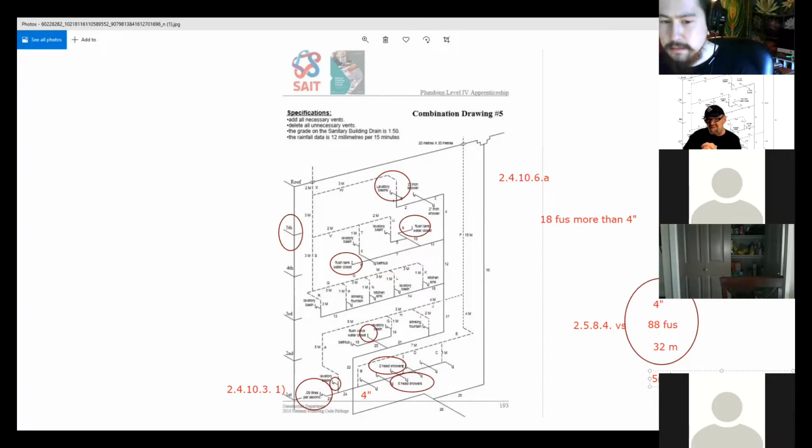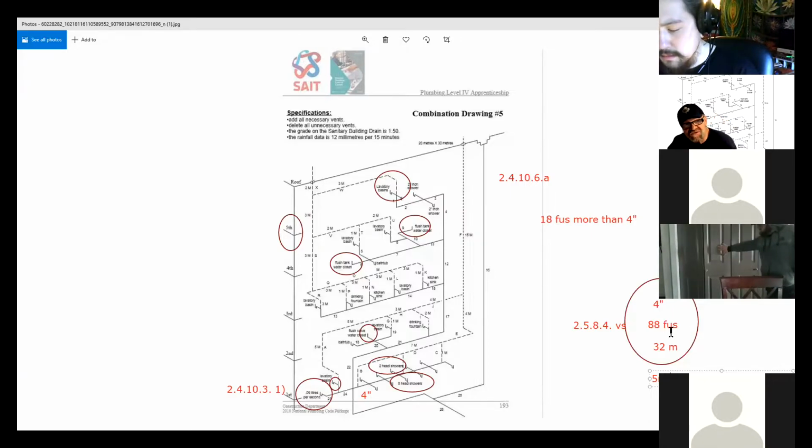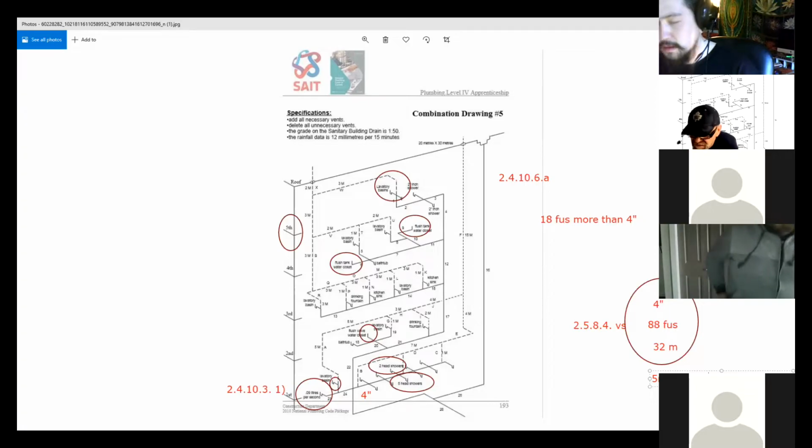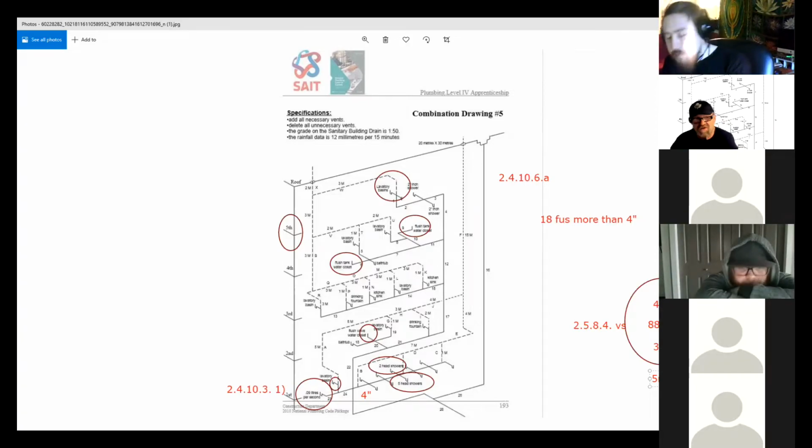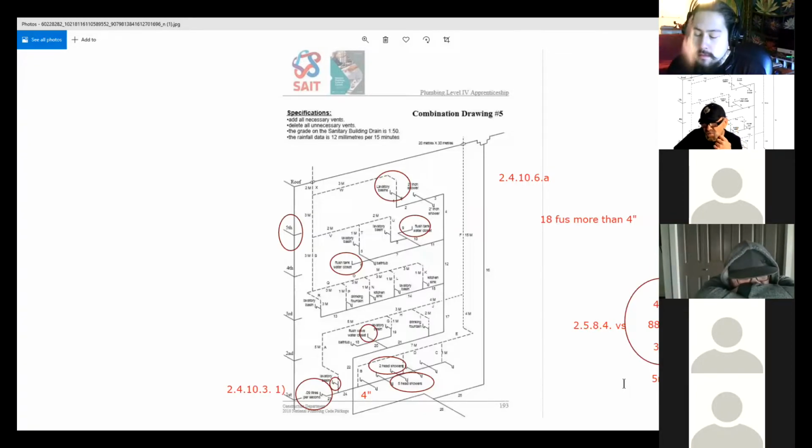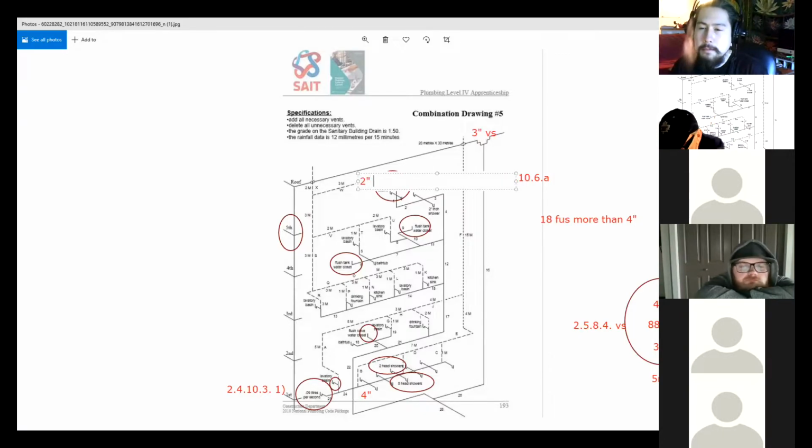So what would be the minimum size of the stack vent in this drawing if you used 88 fixture units, 4 inches, and only 5 meters of developed length? 2 inch. It's only 2 inch, and that's what it would be as an answer on the drawing. So why? Because I only need one 3 inch vent in the whole building. I already got my main 3 inch vent. It's this vent stack here. So the vent stack here is a 3 inch vent stack, right? And the stack vent right here is only a 2 inch stack vent.